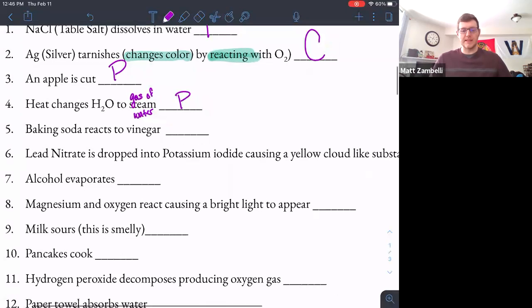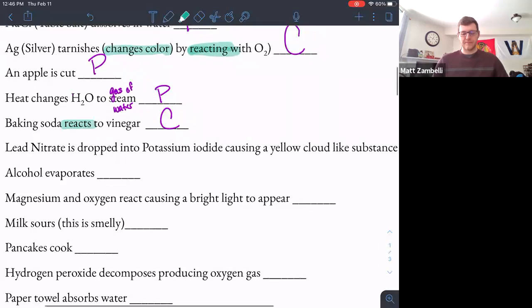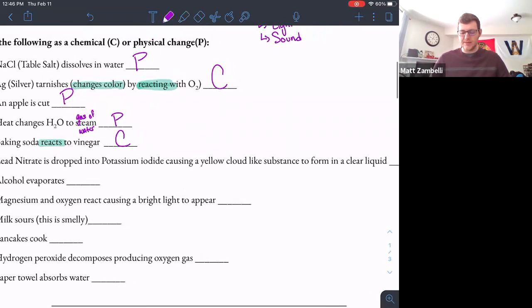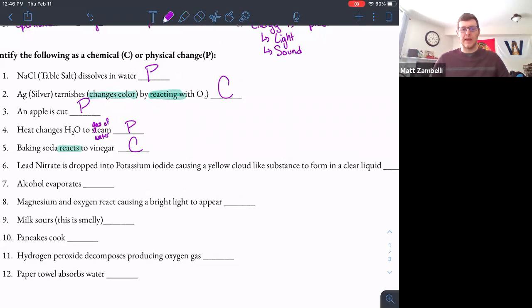All right, everybody that sent an answer was correct. It is a chemical change. It's reacting with vinegar. It's what they make paper mache volcanoes out of, if you're wondering. But that is a reaction. Lead nitrate is dropped into potassium iodide, causing a yellow cloud-like substance to form in a clear liquid. What do we think, physical or chemical?